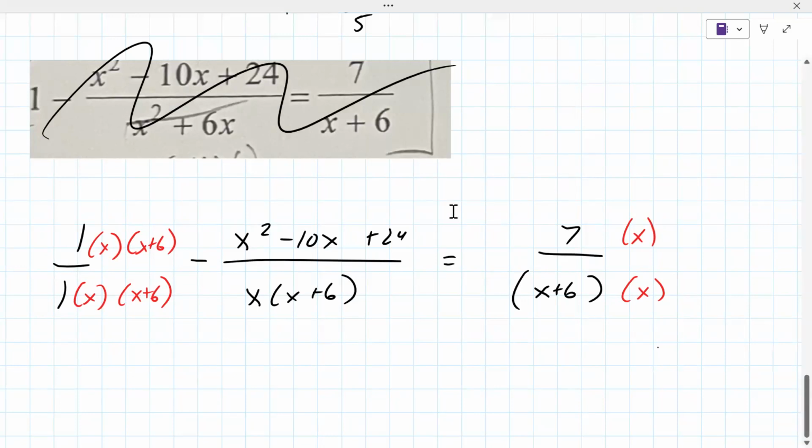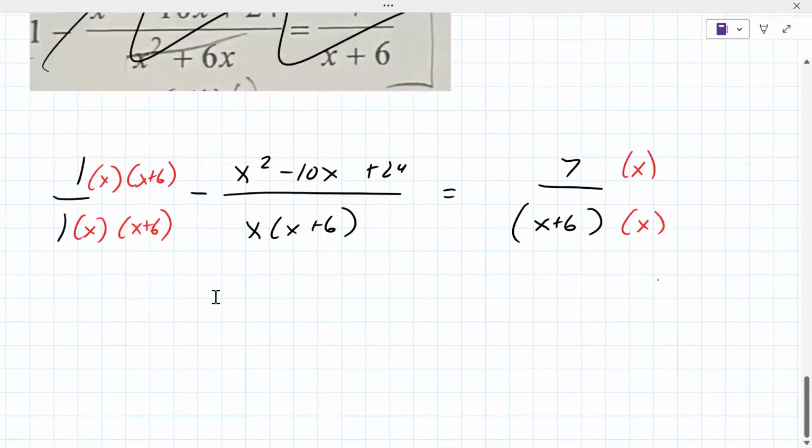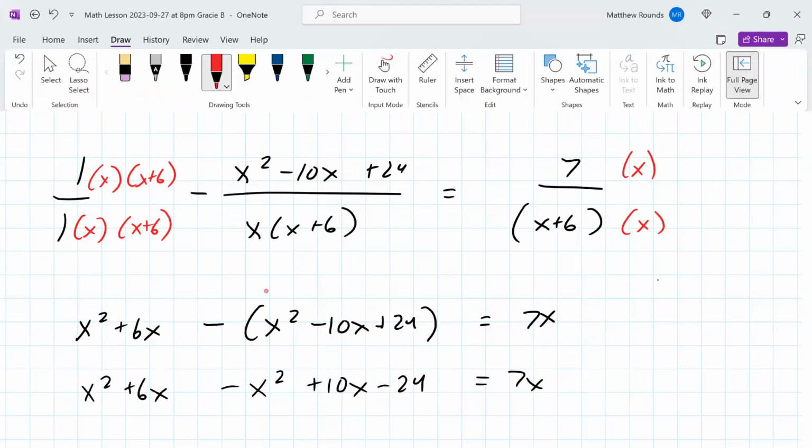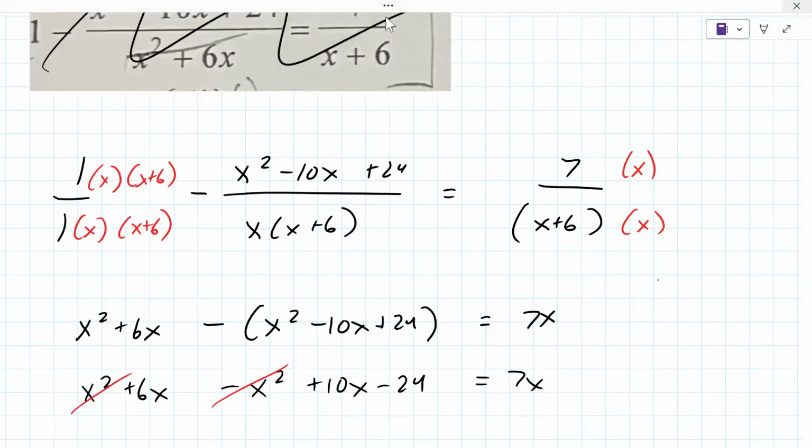All right, so we're going to look at x squared plus 6x minus, now this is all in parentheses in the top. Should I factor it? Not yet. We're going to distribute the negative. Right. So minus x squared plus 10x minus 24 equals 7x. So notice the x squareds cancel, which is kind of nice. Right. All right, let's go ahead and solve this, please.